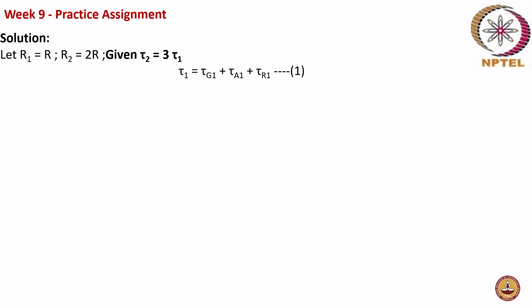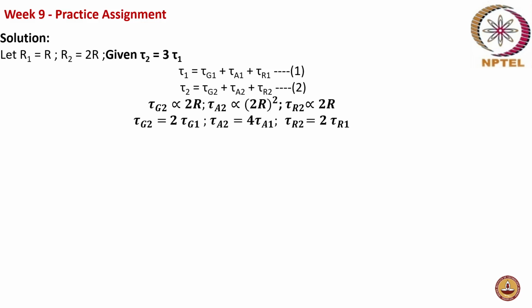Now we have this expression for tau 1 and tau 2, and we also have the relationship between tau G2 and tau G1, similarly tau R2 and tau R1, and tau A2 and tau A1. So from the above relation, we can get tau 2, because tau 2 is equal to tau G2 plus tau A2 plus tau R2. We have their relationship with tau G1, tau A1 and tau R1. So tau 2 is equal to 2 times tau G1 plus 4 times tau A1 plus 2 times tau R1.